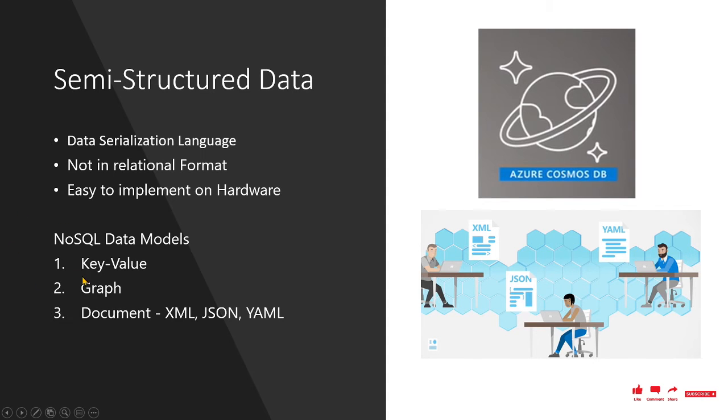And graph is more for, let's say, social media and IoT applications. And for a small amount of data, you can use key value pair. So this is how the complete semi-structured data looks.